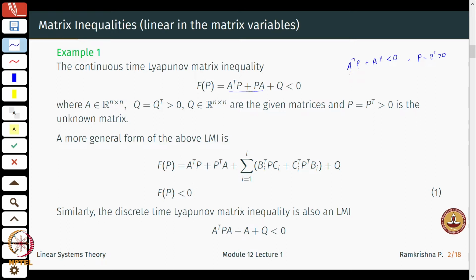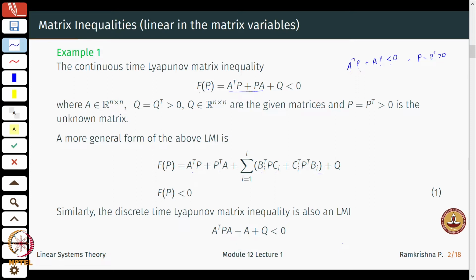And if you look at it closely, this equation is linear in P. So we are solving for the matrix P, or the elements of the matrix P, and there is an inequality, and that somehow motivates the name linear matrix inequality. In general, my expression could be of the form A transpose P plus P A, with some B's and C's of this form, and some Q, where my objective is to find a P such that this entire expression F of P is less than 0.